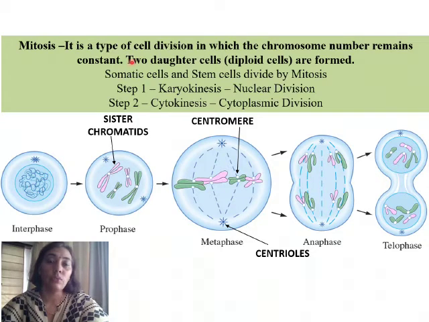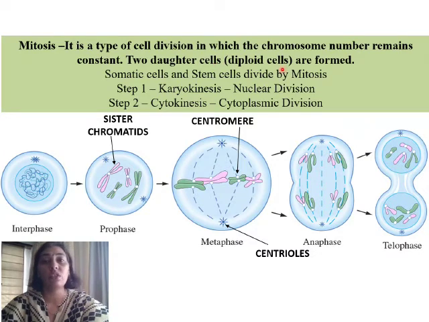How many daughter cells are formed? Two. Two daughter cells, diploid cells, are formed. So two daughter cells are formed from one parent cell and they are diploid cells. Diploid means which contains two sets of chromosomes. So one characteristic of mitosis is that the chromosome number remains constant and two daughter cells are formed, and both these daughter cells are going to be diploid. That is, they will contain the same number of chromosomes as the parent cell.